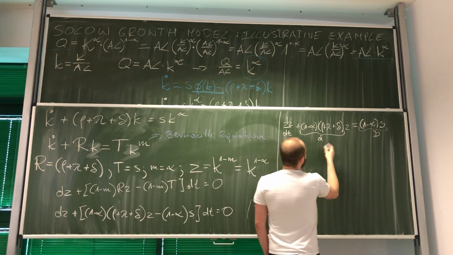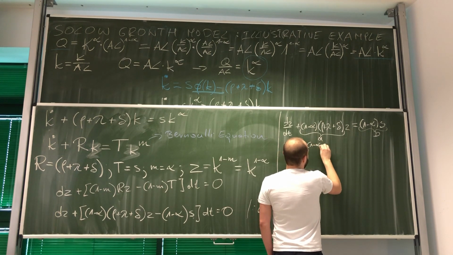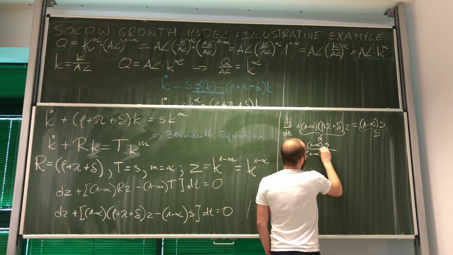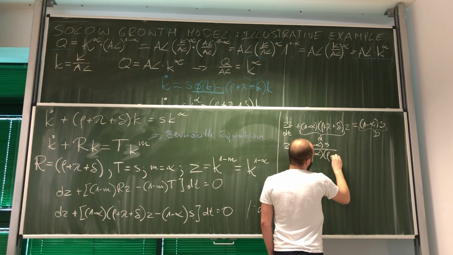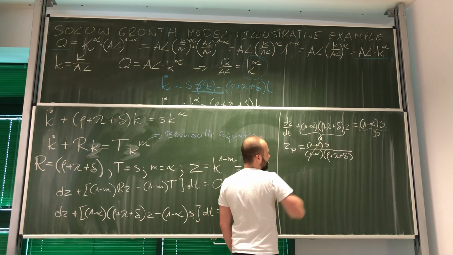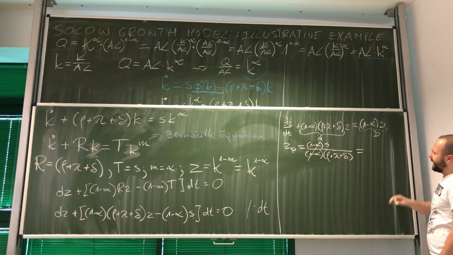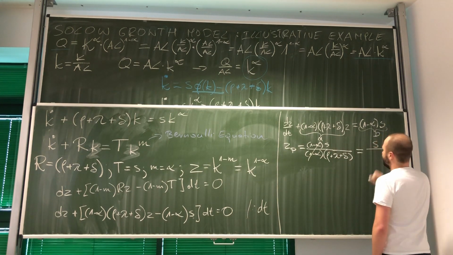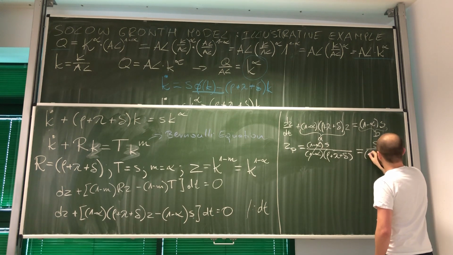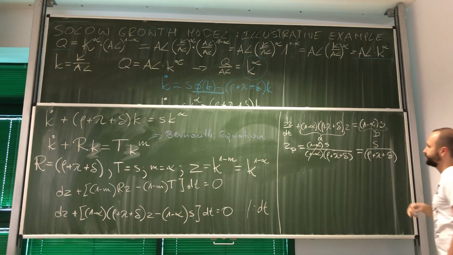So look, we would have that this is (1 minus alpha) s over (1 minus alpha) times (rho plus lambda plus delta). Those two cancel each other out. So we end up with a very elegant solution, s over rho plus lambda plus delta.